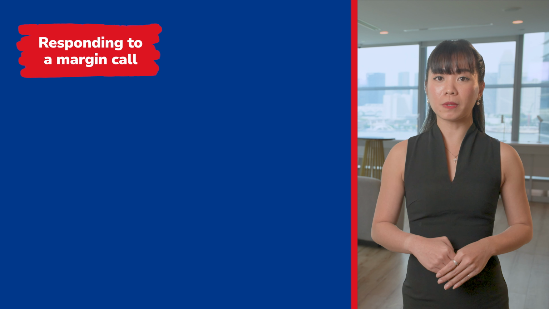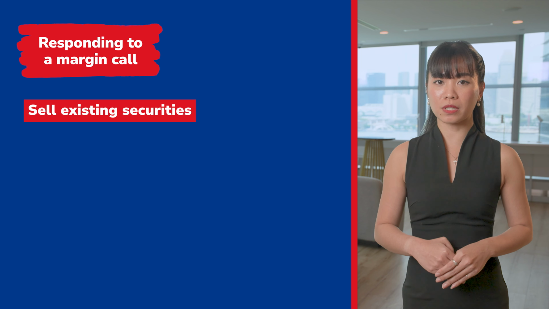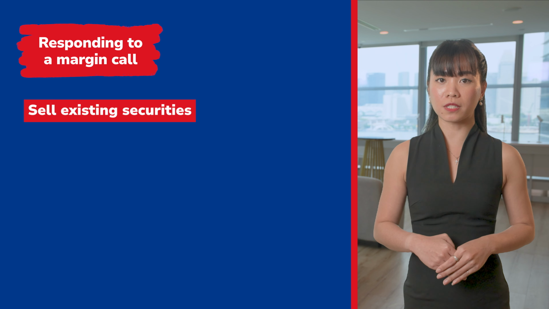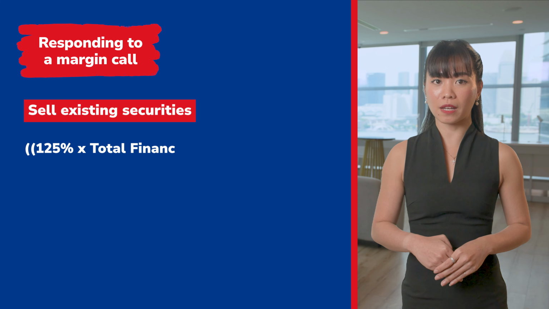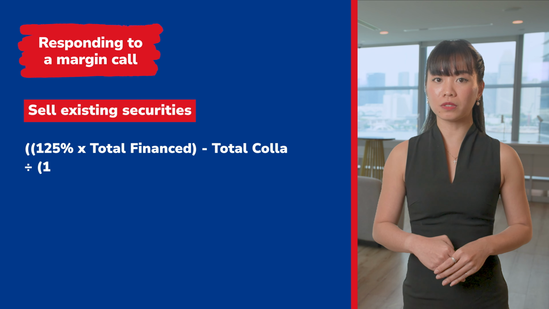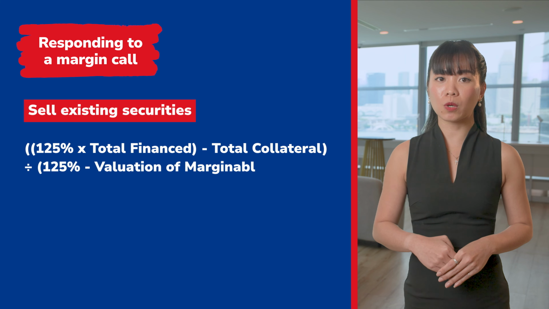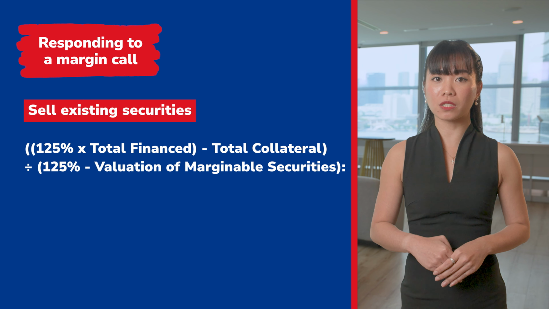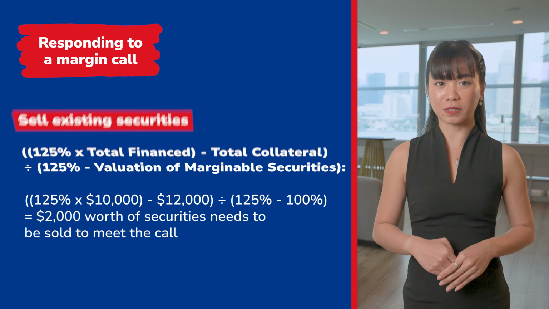The last way will be to sell existing securities. To derive how much securities we need to sell, we will use this formula: 125% times total financed minus total collateral divided by 125% minus valuation of marginable securities. Therefore, to meet the margin call, $2,000 worth of securities needs to be sold.